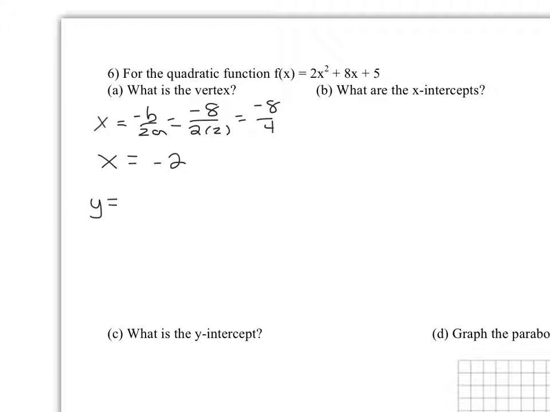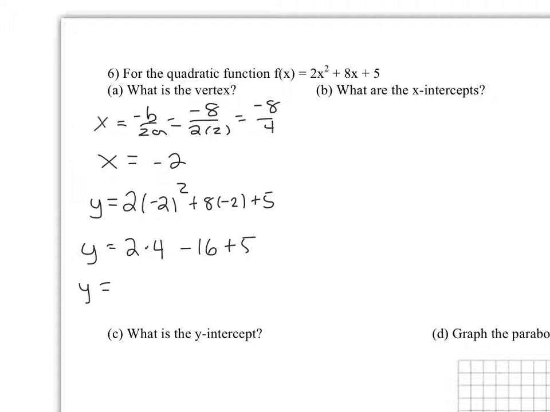To find the y-coordinate, I need to plug it in. And if I end up crunching that out to get the y-coordinate, it ends up being 2 times 4, because the negative 2 squared would be a positive 4, minus 16 plus 5. So that ends up being 8 minus 16, which is negative 8. Negative 8 plus 5 would give me negative 3. So my vertex is the point negative 2, negative 3.